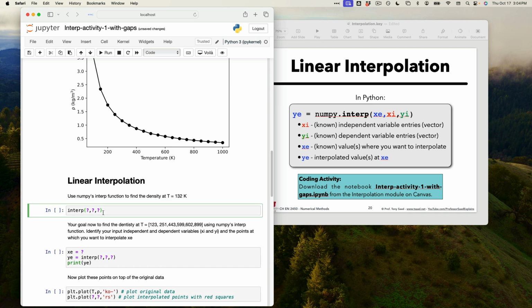Okay, go ahead. You have these 3 question marks you need to fill in. This is where you want to interpolate to. These are the inputs, and the last 2 are the input independent and the input dependent variable. And you can give the entire data set. As you can see here in this description, xi and yi could be the entire data set. Just give it the entire data set. Python will know what to do. Okay, what did you get? A bunch of numbers.